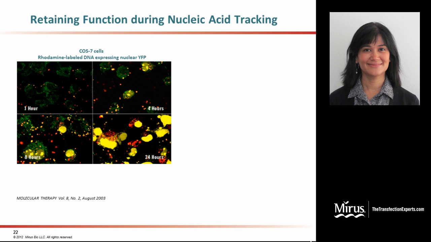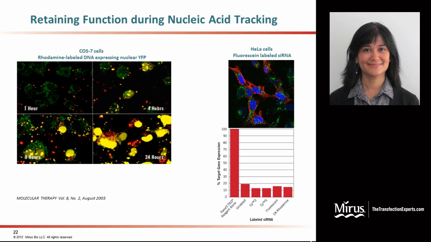The first example here is with COS-7 cells that have been transfected using a rhodamine-labeled DNA expressing nuclear YFP. As you can see in the image panel, at 1 hour post-transfection, you begin to see puncta that represent complexes of this rhodamine-labeled DNA. At 4 hours post-transfection, this labeled DNA starts expressing nuclear YFP, and the expression increases at later time points of 8 hours and 24 hours. Therefore, it is clearly evident that in this case, with the labeled DNA, there is absolutely no hampering of expression, implying that there are no problems with gene transcription or translation.